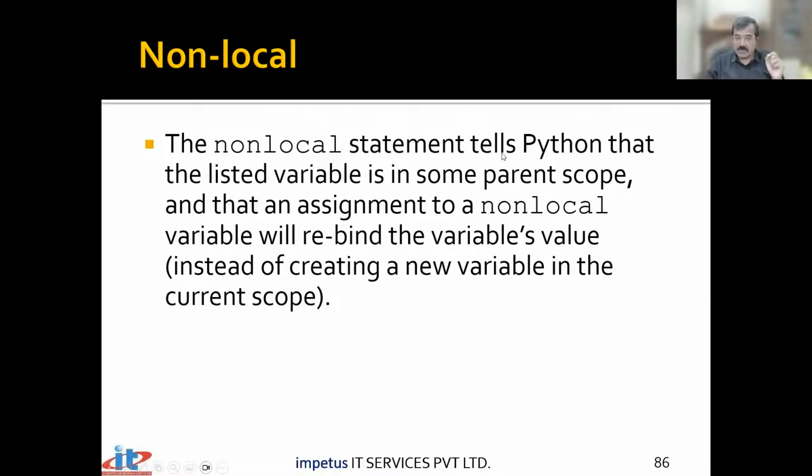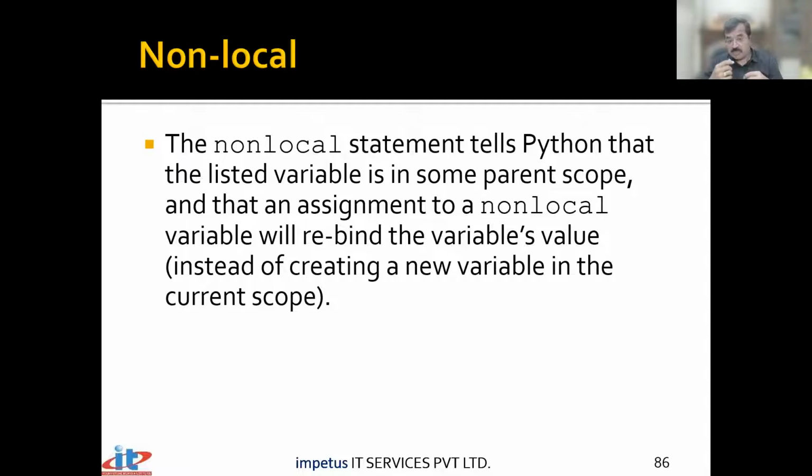A nonlocal statement tells Python that the listed variable is in some parent scope, and that assignment to the nonlocal variable will rebind the variable's value instead of creating a new variable in the current scope. Remember the concept of global variables? If I assign a value to a variable inside a function, even if it was declared global, it created a new local variable. To avoid that, we had a statement called global.